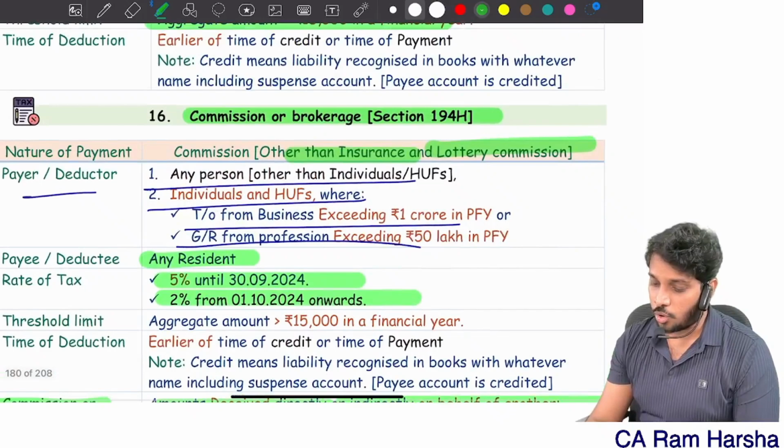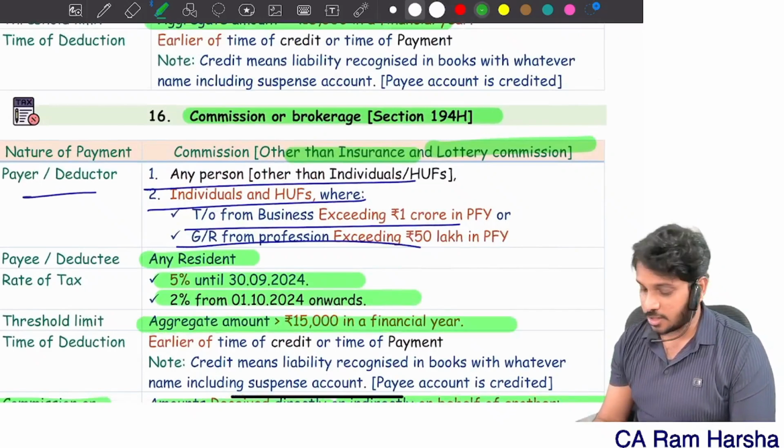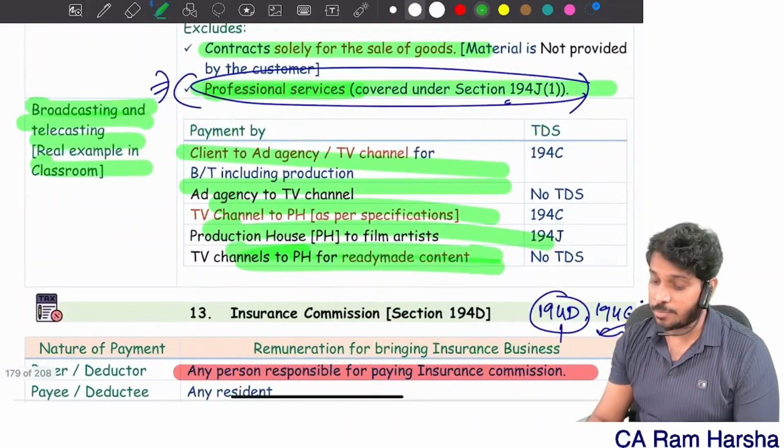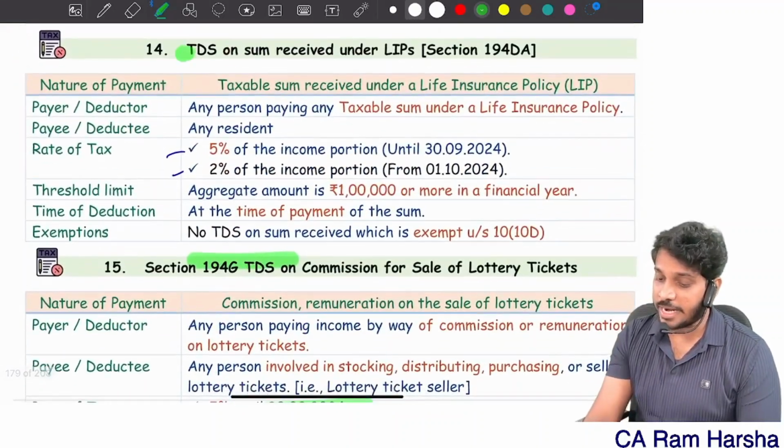That's it. 194H is also over. Threshold limit is what? 15,000. At the time of credit or payment, whichever is earlier. Clear. Commission point is over. Now we will discuss 194DA.